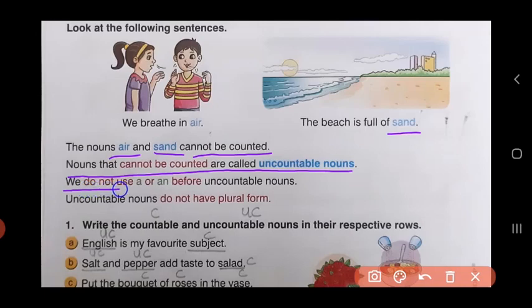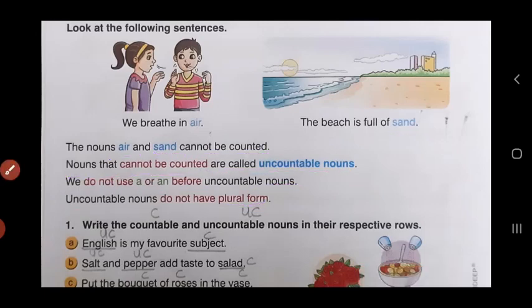We do not use a or an before uncountable nouns because uncountable nouns do not have plural form. So children, in this case, because the nouns cannot be counted, we don't use a or an. And these nouns do not have a plural form.